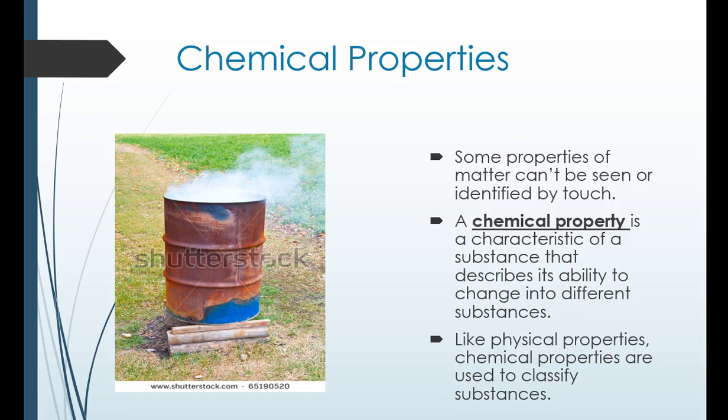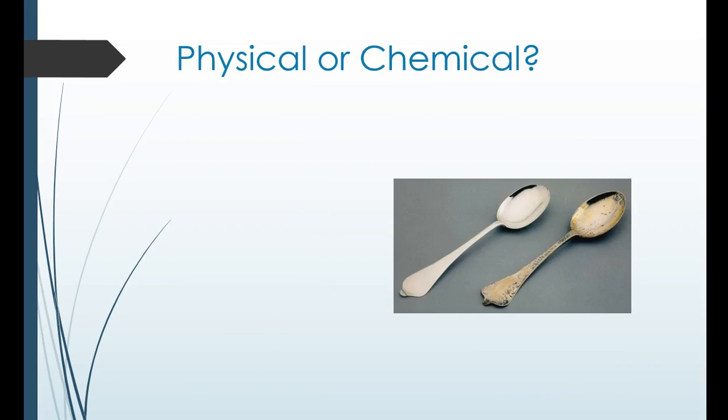Chemical properties are a little bit different. We can't necessarily see chemical properties. We can't identify them by touch. But a chemical property is a characteristic of a substance that describes its ability to change. A chemical property means that it can change into something else. And like physical properties, we use these chemical properties to classify substances.